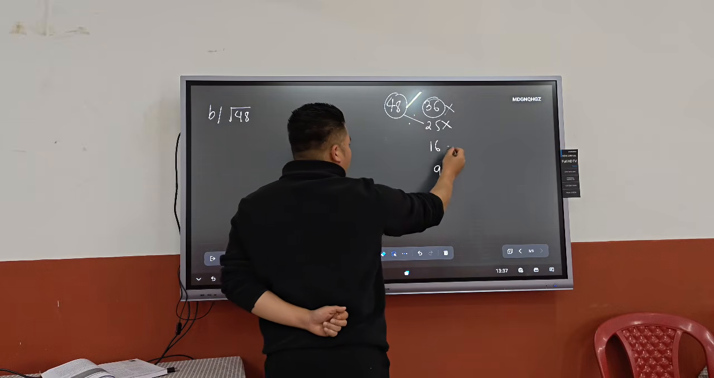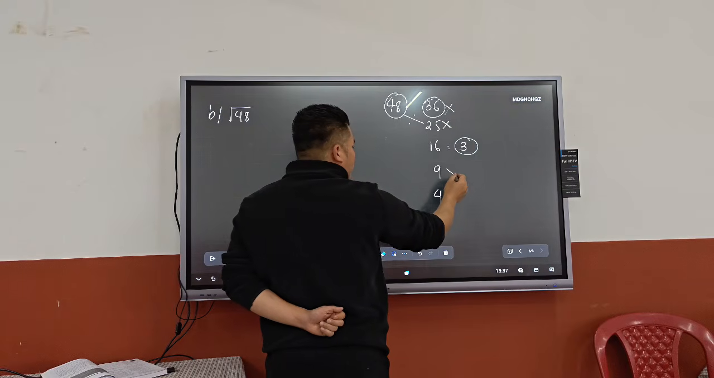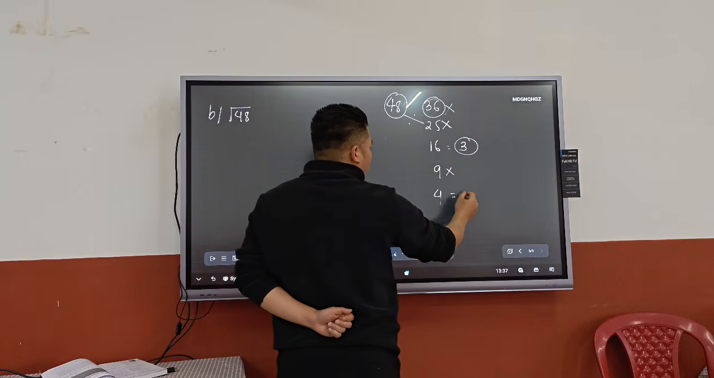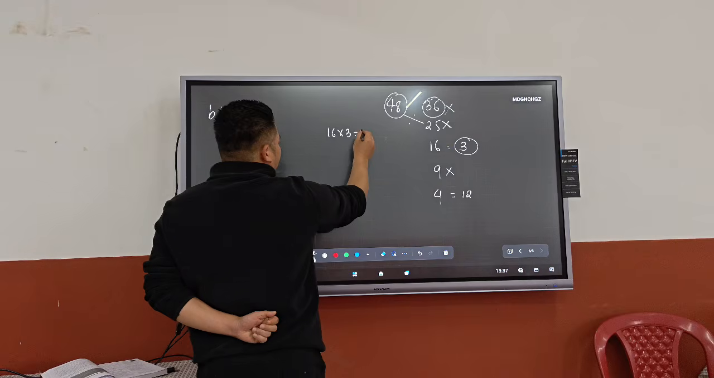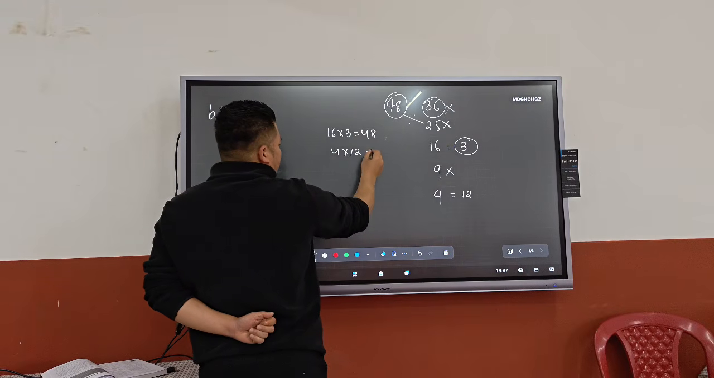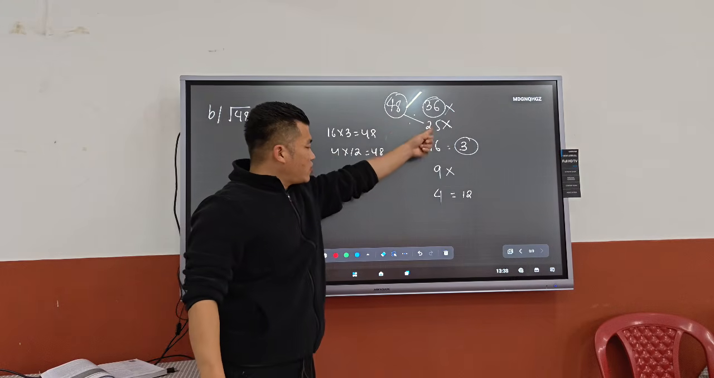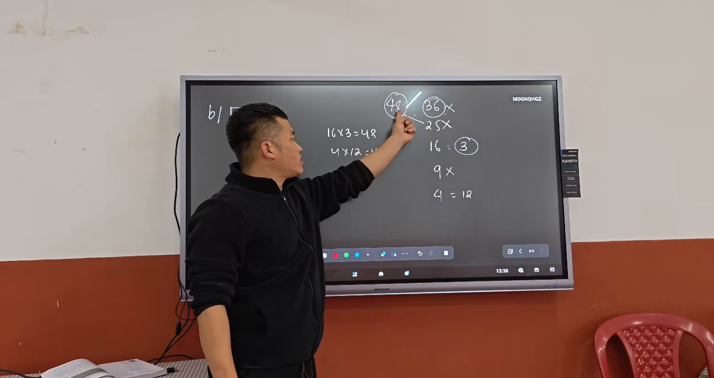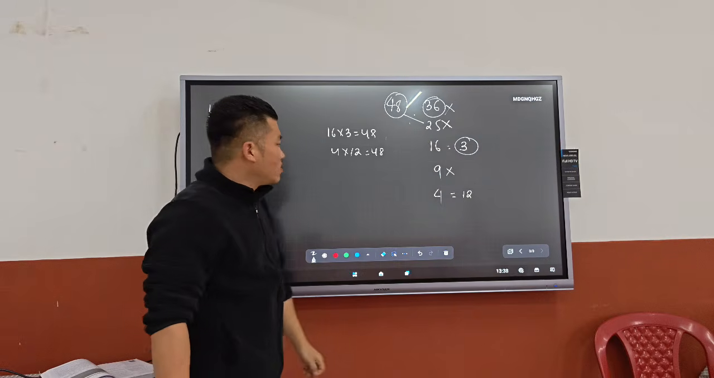48 divided by 16, the result will be 3. This is a whole number. Dividing by 9 gives a decimal number. 48 divided by 4 is 12. So 16 times 3 is 48, and 4 times 12 is 48. In this case, you cannot take 36, 25 and 9 because we cannot exactly divide 48 by those numbers; the result will be decimal.